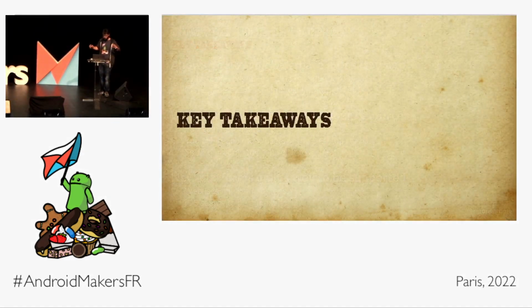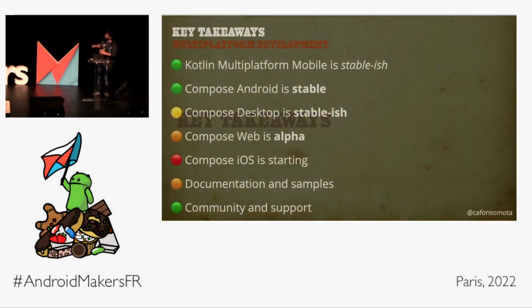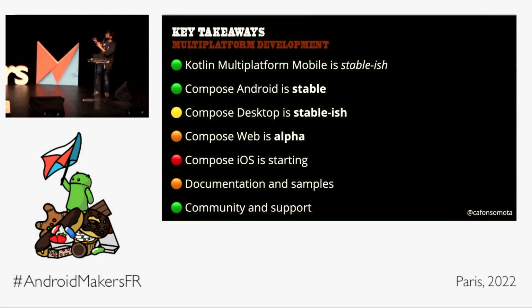Some key takeaways, trying to get everything together. So this was my best approach to show you how everything is. Kotlin Multiplatform Mobile is stable-ish. Officially it's not yet stable, but from my side, the people that are using Kotlin Multiplatform in production are quite happy with the result. So I'm hoping that in the near future, you are also going to be.